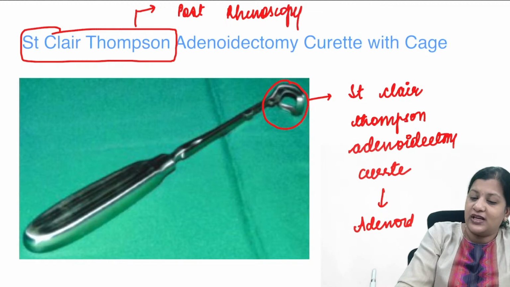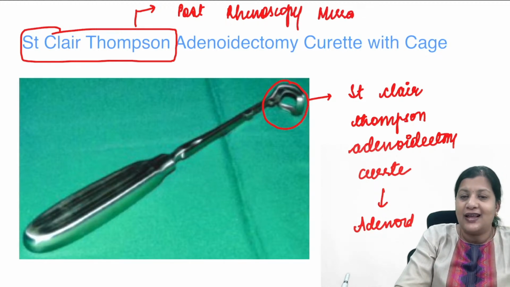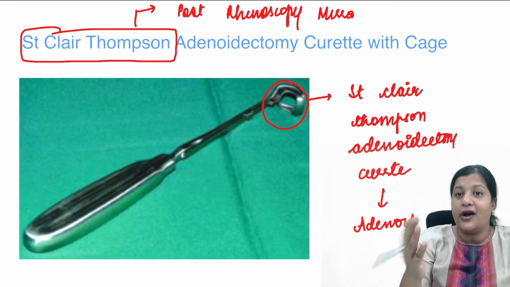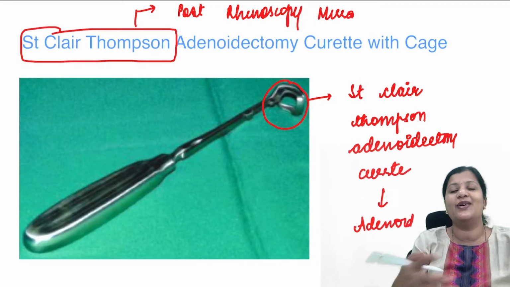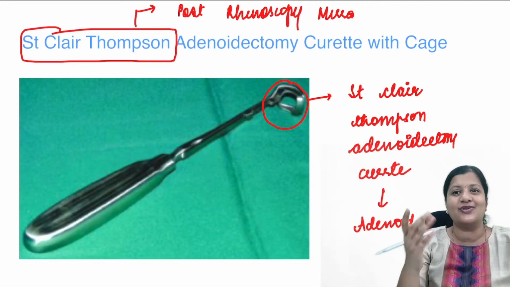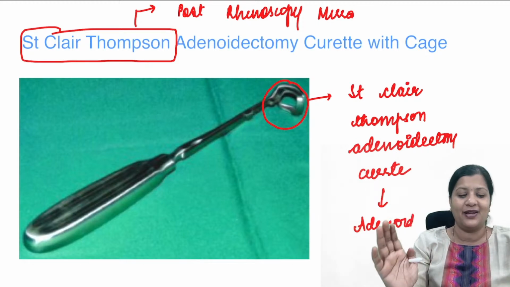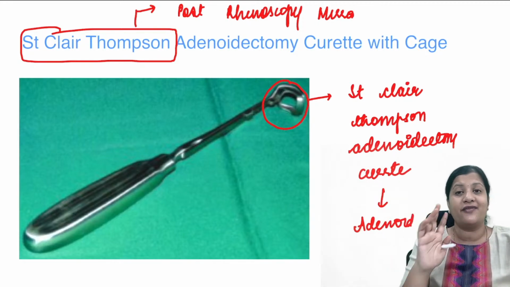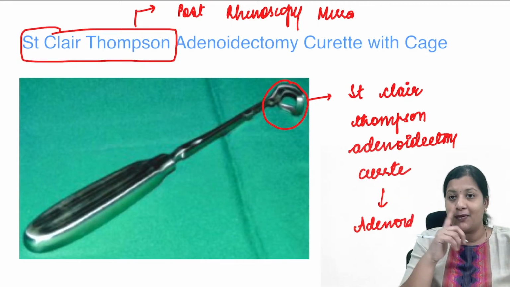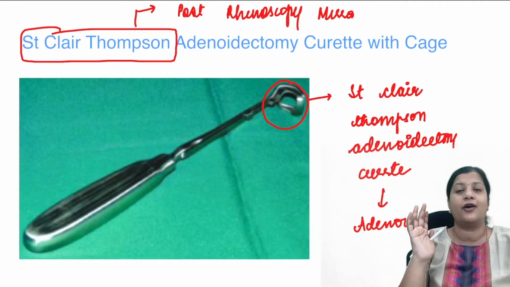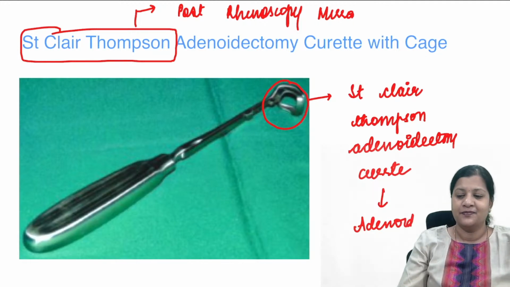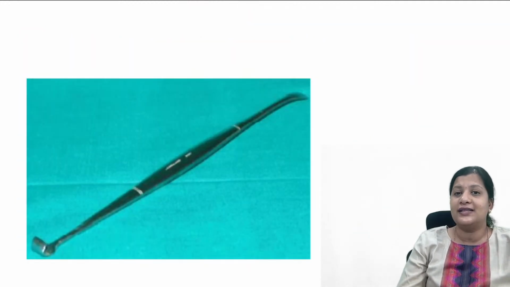Yes. So for the posterior rhinoscopic mirror, we use St. Clair Thompson, and posterior rhinoscopy would show you adenoid. So to remove the adenoid, what will you do? You'll take the same name of the instrument, which is St. Clair Thompson adenoidectomy curette. So isn't it very simple that whenever you think of St. Clair Thompson, remember adenoid, which is in the posterior part of the nasopharynx. Done? Okay.